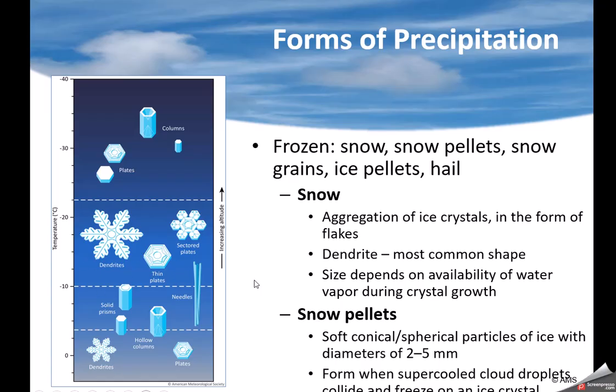If I'm forecasting snowfall at your house, I've got to make a choice on what type of snow I am going to have that falls. If I have dendrites, I might get 6 or 7 inches. If I have these thin plates or other types, I may only get 2 or 3. So I have got to understand as a forecaster what type of snowfall you're going to get.